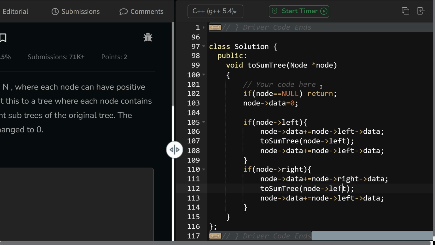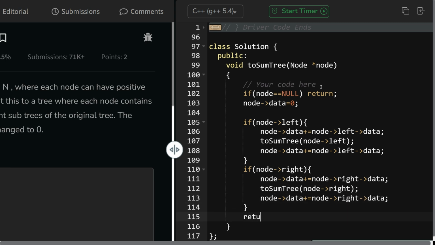It is as simple as that. Binary trees are actually very simple. If you understand the concept, they're actually very simple to implement, right? Okay, and then simply return.